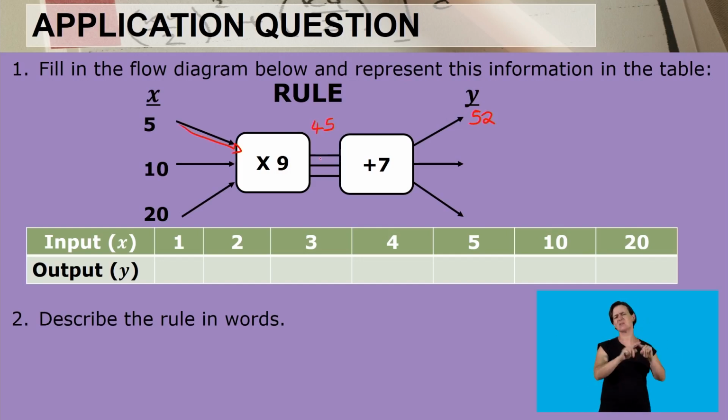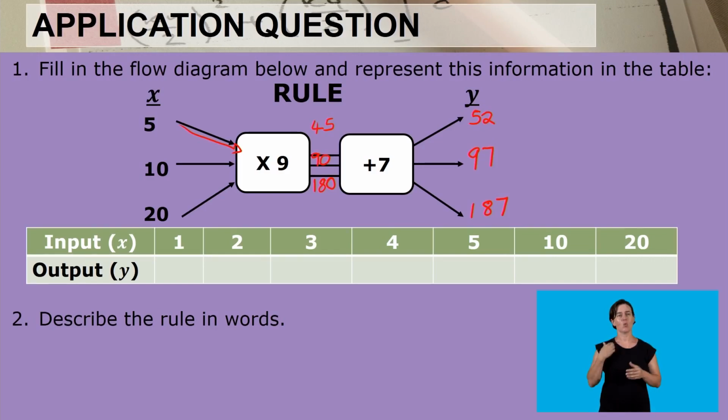So 10 multiplied by 9 is a 90. And when we add 7 onto that, that is going to be 97. And then, the last input value there is a 20. We are going to multiply that 20 by 9, and that is going to give us 180. And when we add 7 on to that 180, we get an answer of 187.